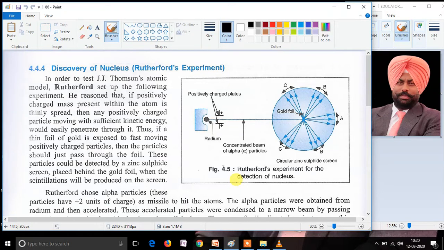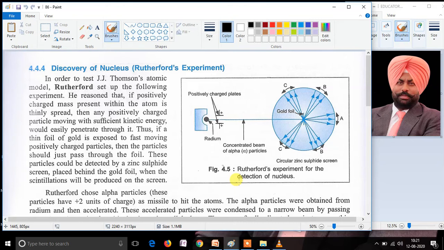In this video, we are going to discuss the topic from chapter number 4, Atomic Structure, from the book A New Approach to ICSE Chemistry, Class 9. And the topic to be discussed is Rutherford's experiment.